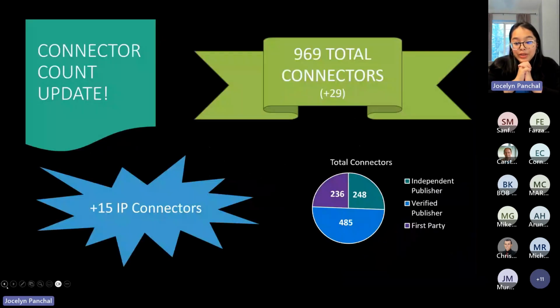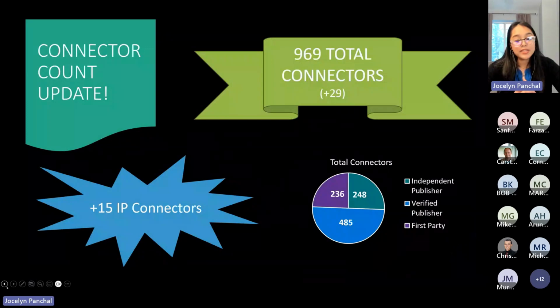Just an update on where we are from a month ago. I know it's been a short month, but a lot of changes have already happened. We are now at 969 total certified connectors across the ecosystem, which is 29 more than the last time we spoke. It was only a 28-day month, so that's actually one additional one per day, which is really awesome.